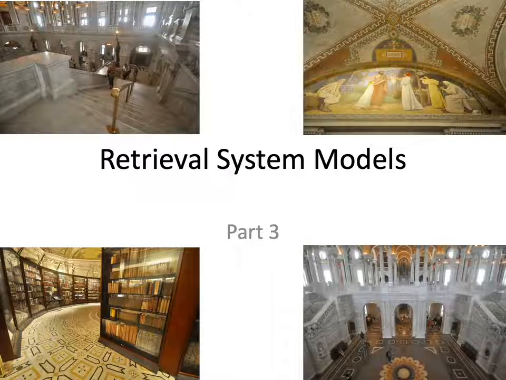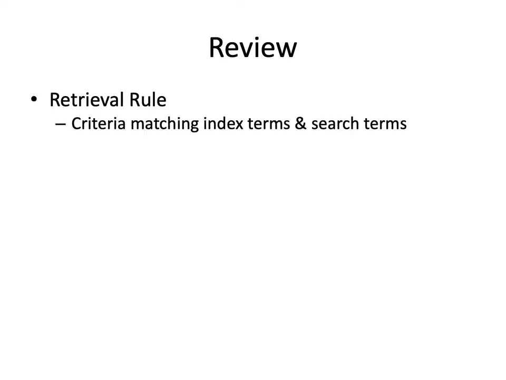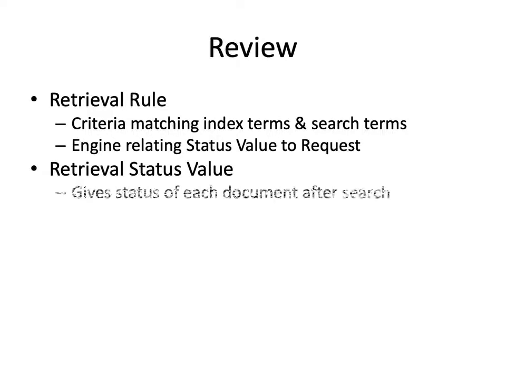But more to our point now, I want to talk about proximity measures. It's a different way of comparing requests and documents. To review briefly, we looked in the past at retrieval rule. Here we're going to be thinking about criterion for matching index terms and search terms. We'll be looking at how the search engine relates the status value to the request. We're going to consider the retrieval status value in a little different way.